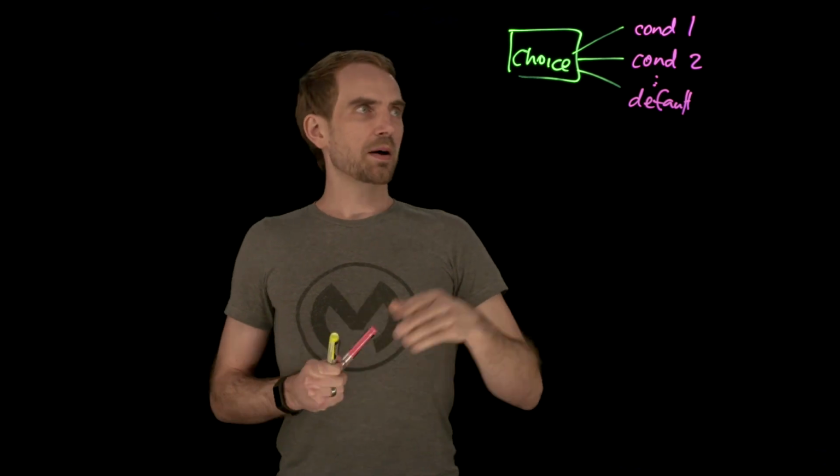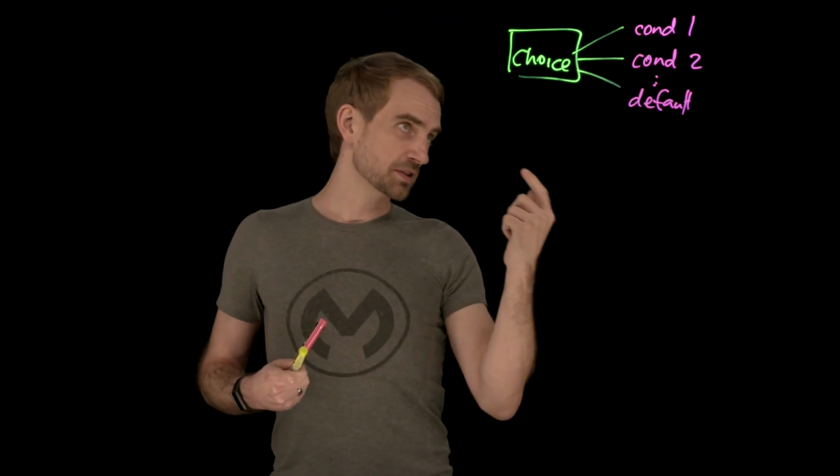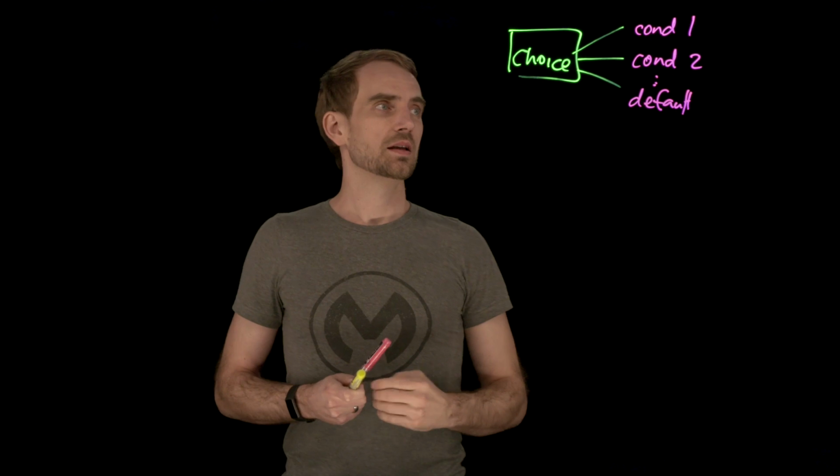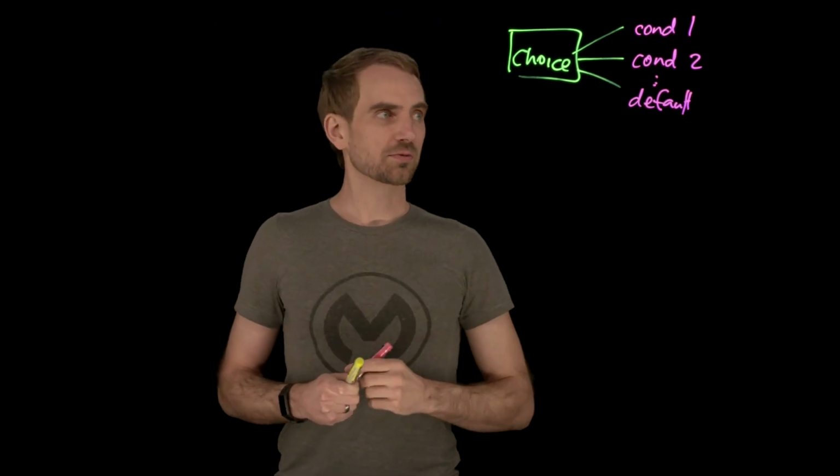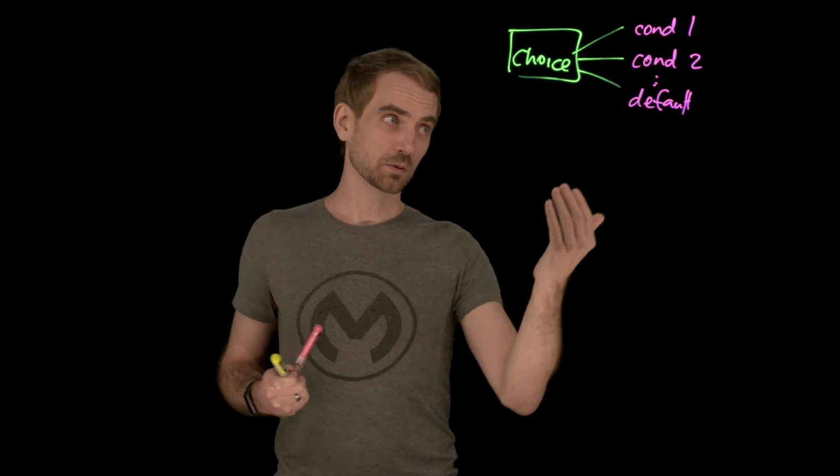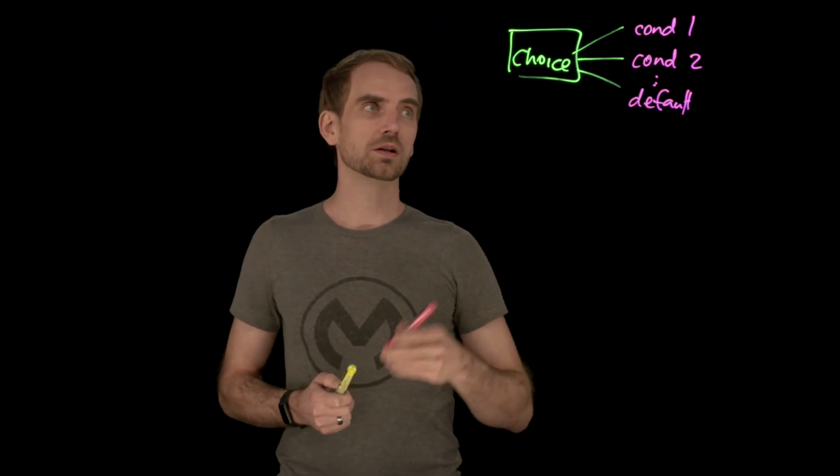Now, if it passes the first condition, that's where it stops and executes that particular path. If it doesn't match the first condition, it goes from top to bottom and then ends on the default. Default will always match, so it will always go down that path if you have some code in it.